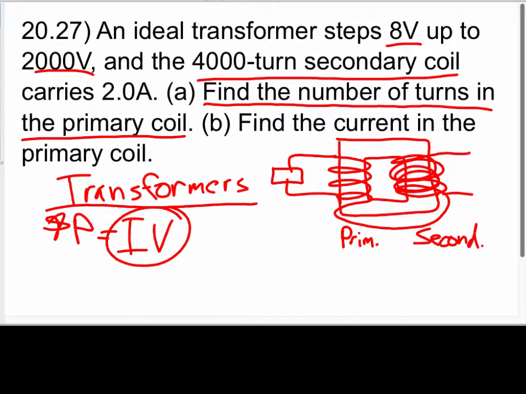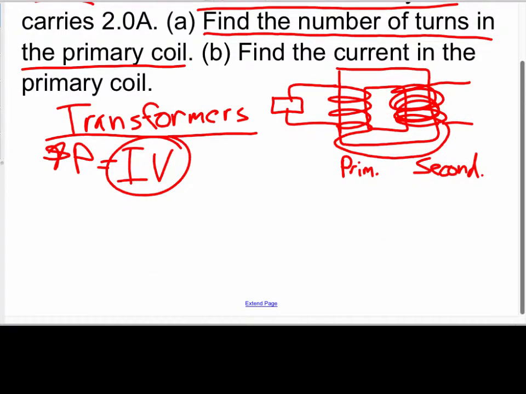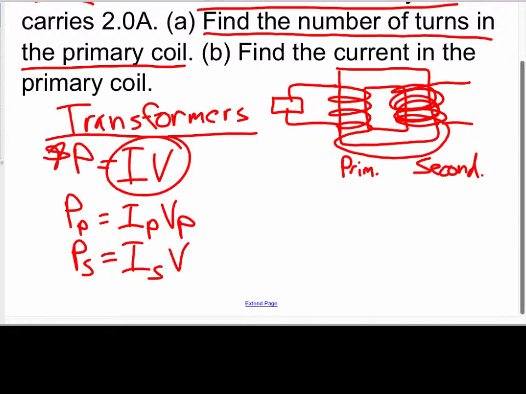All right, cool. So now that we kind of basically understand that, the relationship is proportional. So the power is the same. In other words, the power of the primary is equal to the current of the primary times the voltage of the primary. And then the power of the secondary is equal to the current of the secondary times the voltage of the secondary coil. But these two never change.